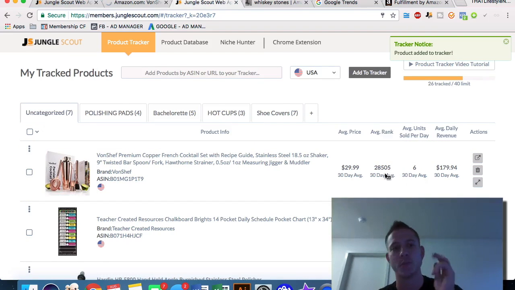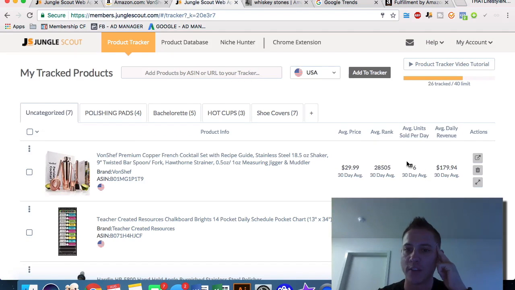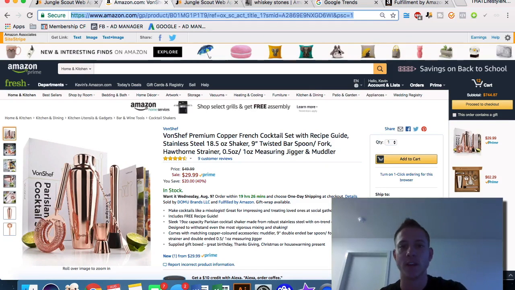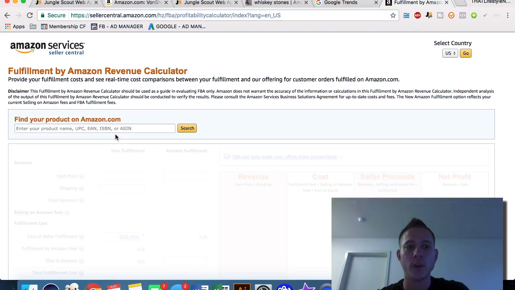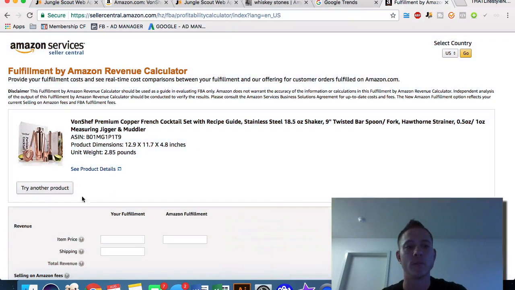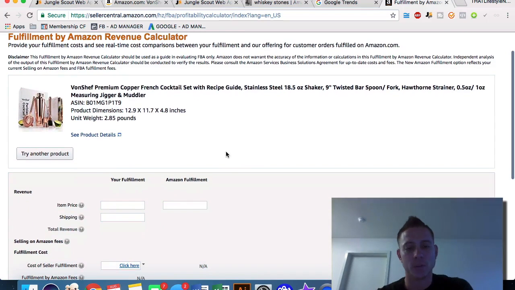So we can see from the product tracker in Jungle Scout, and this is the web app, guys, that it's selling on average about 6 per day. So if it's selling 6 per day and they're priced at $29.99, then we can come in here and type in the same ASIN. And I'm doing this fast, guys, because I just want to show you how to do it. We obviously go into so much more detail in the course, in the product research module. There's so much more detail.